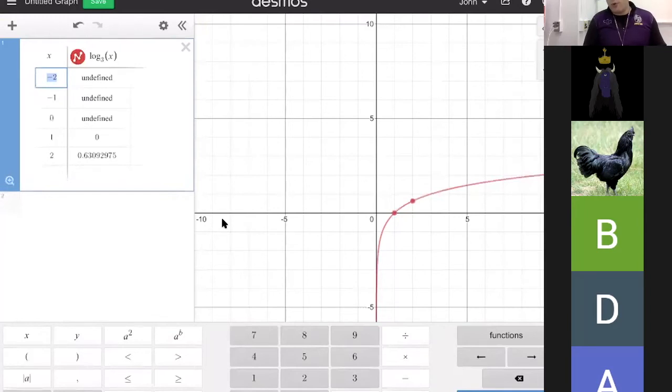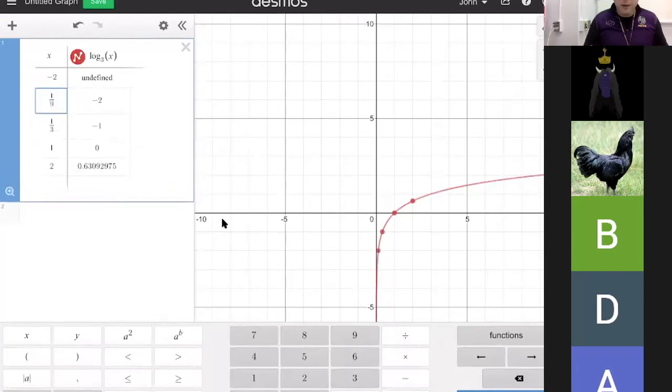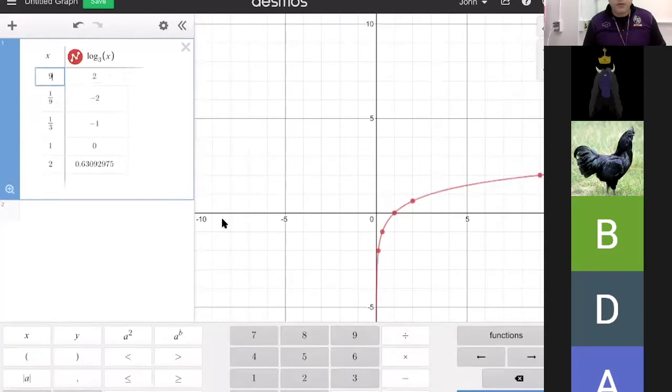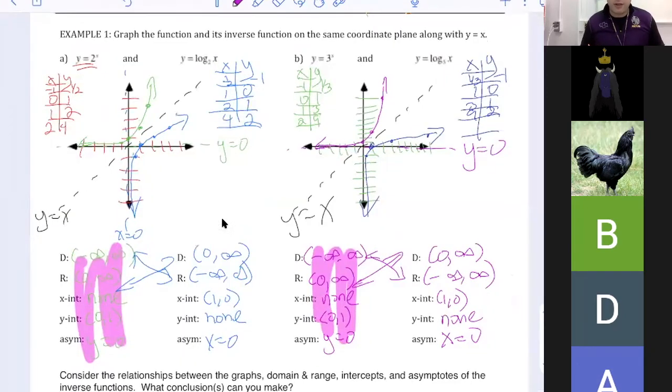But if I want to get more points, then I could put decimals in. So for example, 1/3, we know that's -1. For example, 1/9 is -2, right? That's really small. It's hard to graph, but it's there. And 9 is 2. So you can use decimals to help you graph if you're struggling with how do I find points and how do I graph this accurately, right? Or you could do it this way.